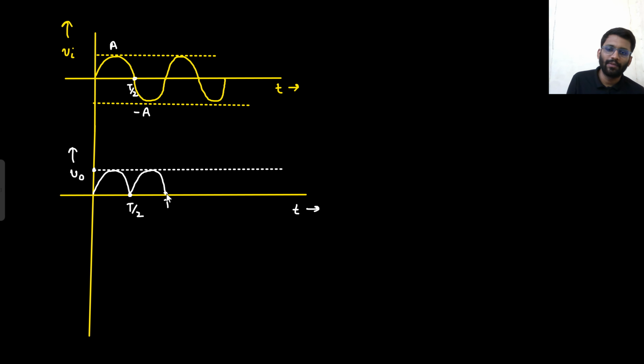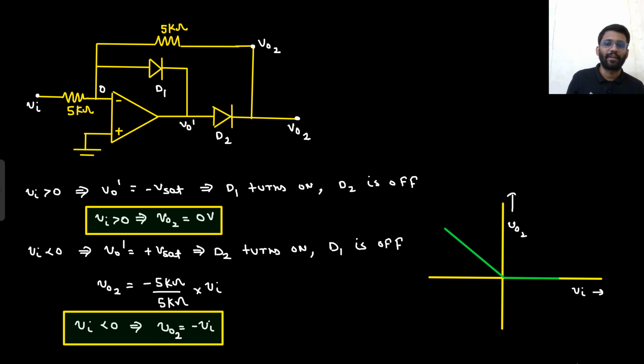For Vin greater than 0, it will become as it is. For Vin less than 0, it will come upward, and it will go on like that. Right? This will be A. So this is a full wave rectifier. That's why I told you it is a full wave rectifier. So this particular circuitry was a full wave rectifier.